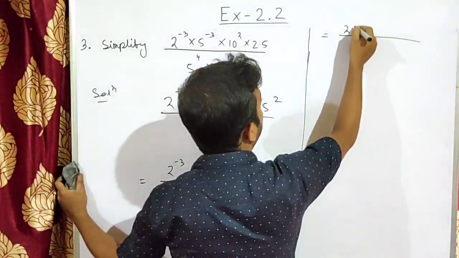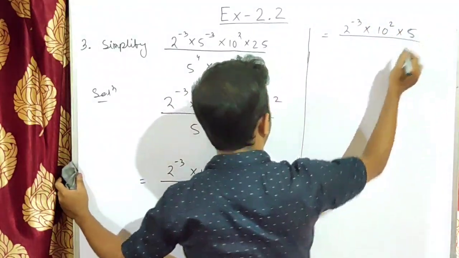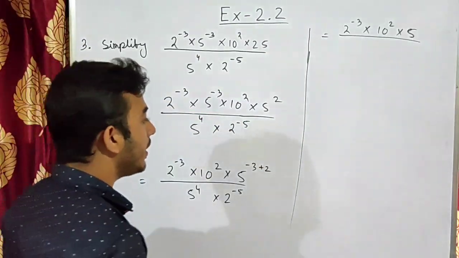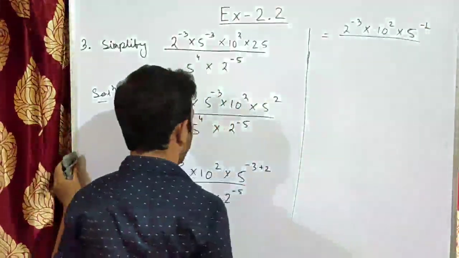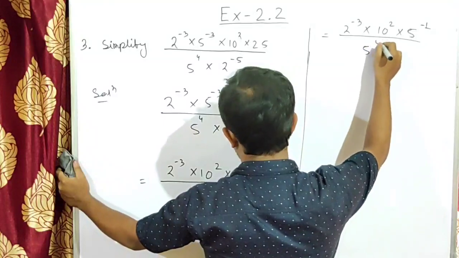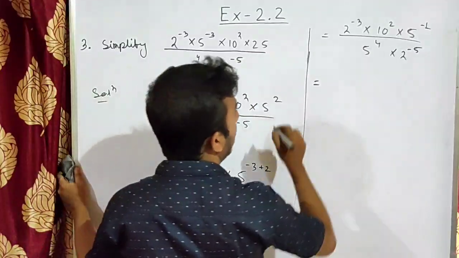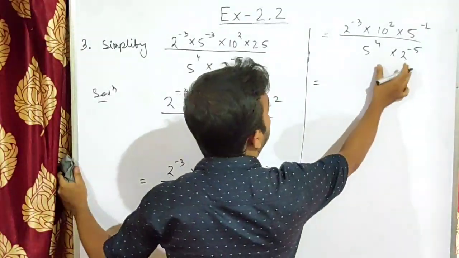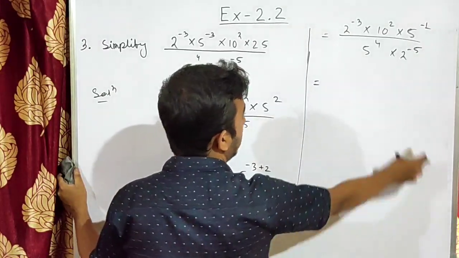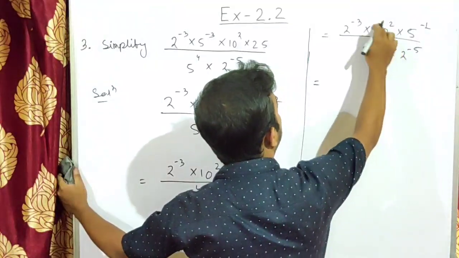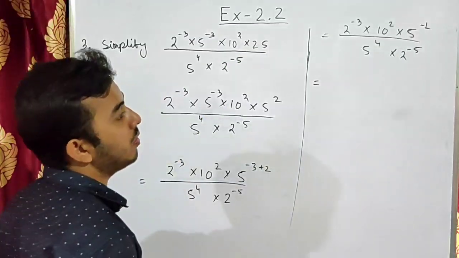So next step will be 2^-3 into 10^2 into 5 to the power, look, minus 3 plus 2 is what? Minus 1. And the denominator will be the same, 5^4 into 2^-5. Clear? Okay. Now look, this numerator is not further divisible, right? And the denominator is also not further divisible. So what to do? We'll take this 2^-5 to the numerator, and if we take this 5^-1 to the denominator, we can solve, isn't it?